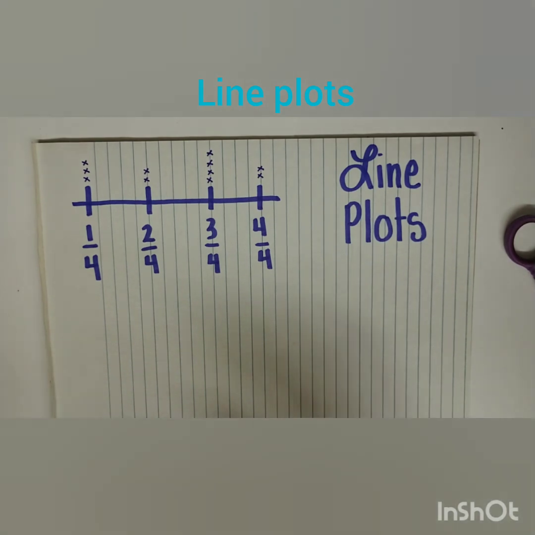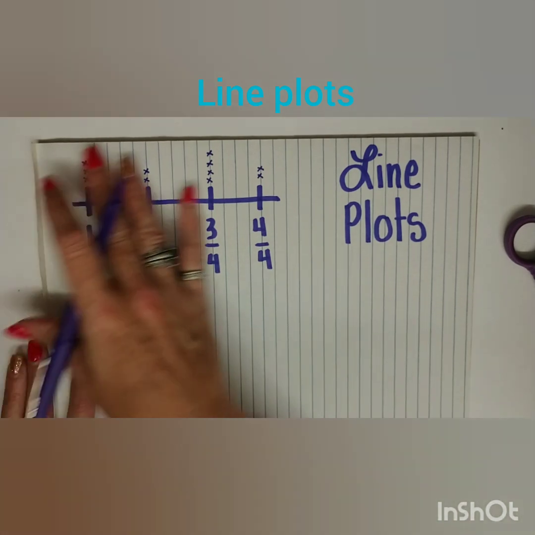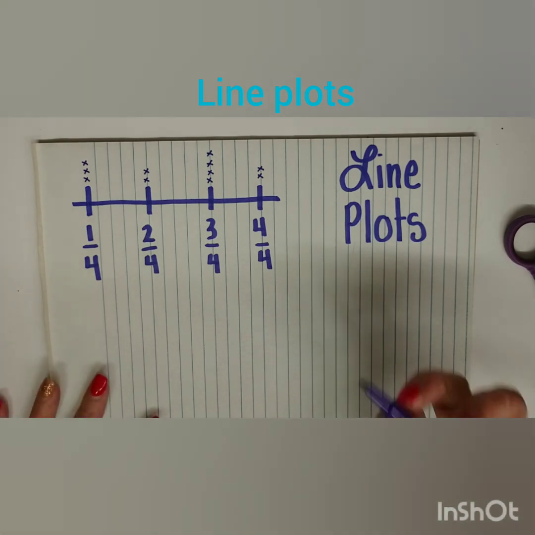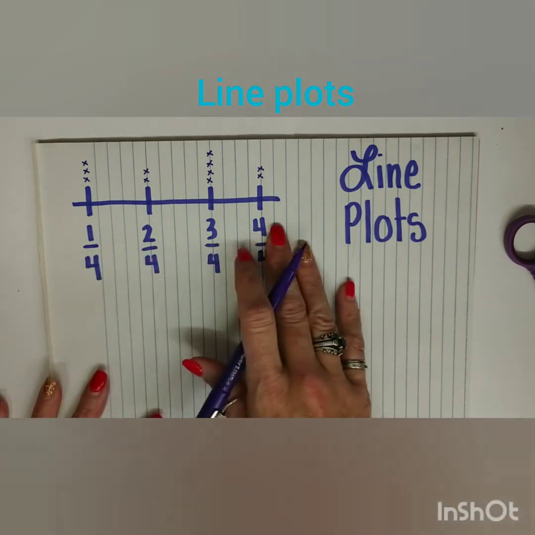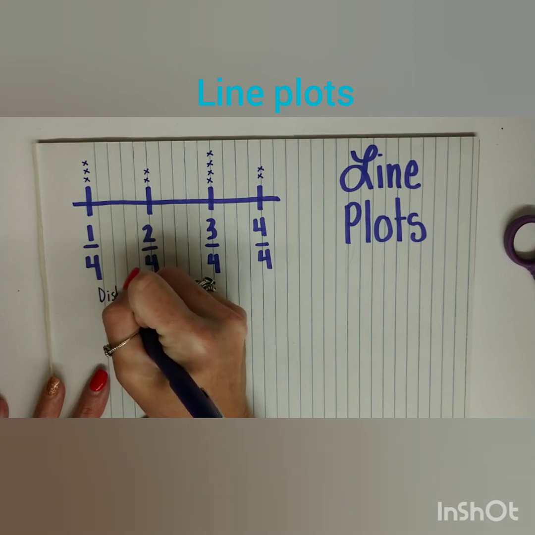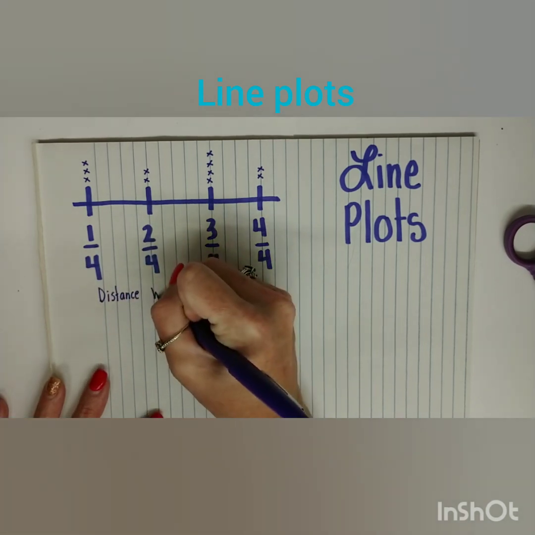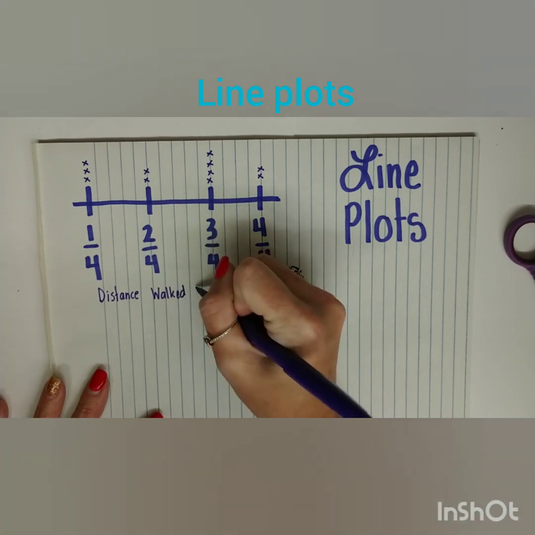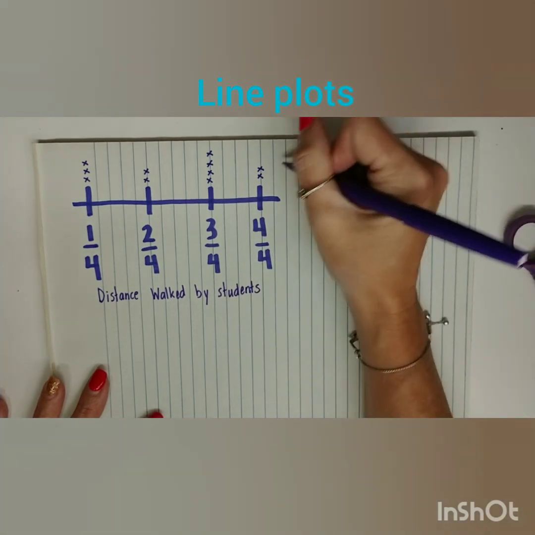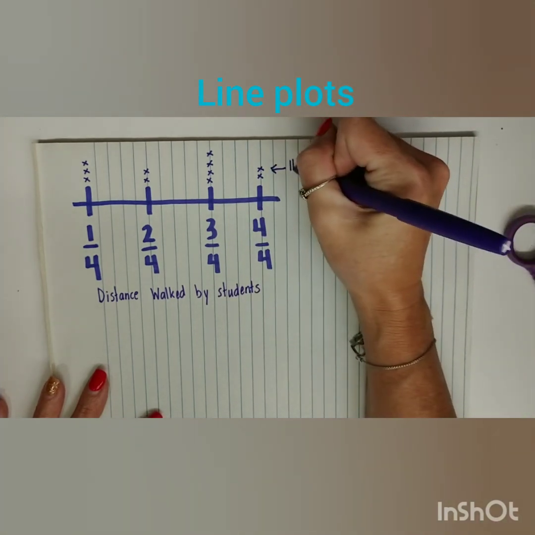So I had a kid ask me about a video on this, so I want to go over what you'll see when it comes to line plots. A student will not have to make a line plot, they'll be given the information, just like we have here. Some of the questions that may be asked with line plots, we need to understand how this works. So let's say that this is the distance walked by students, and this represents the number of students.